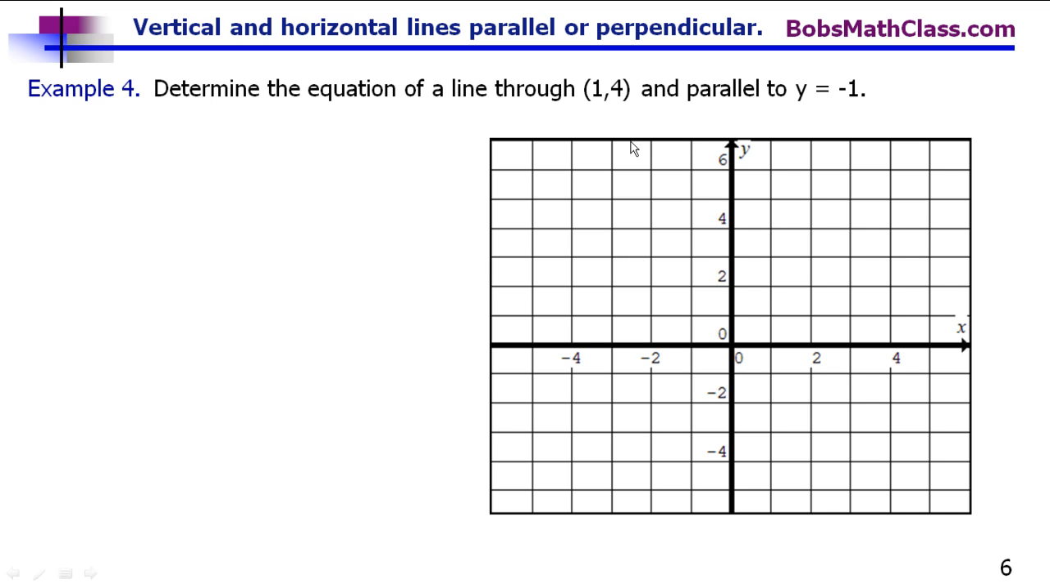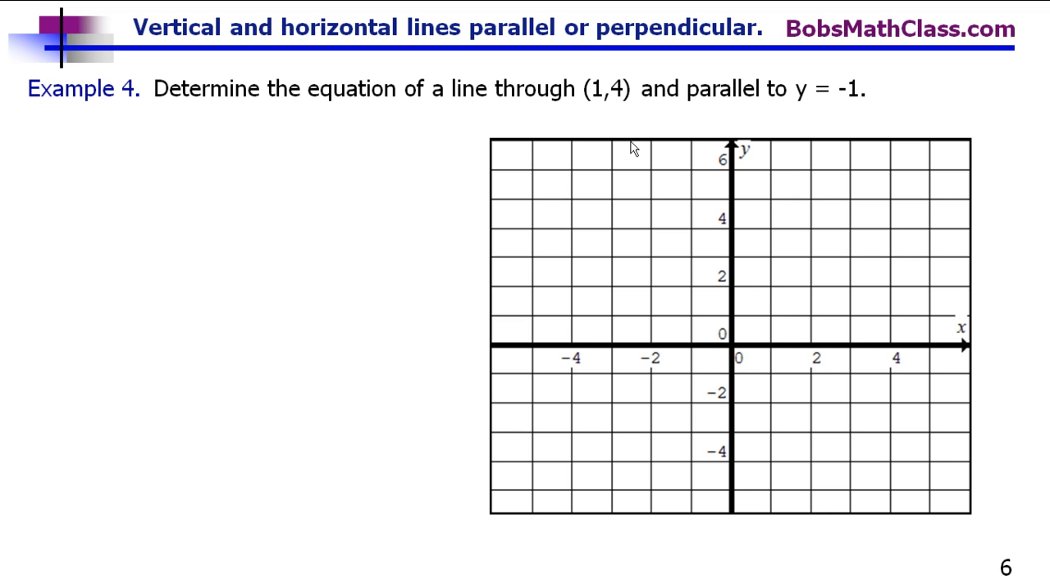Okay, here's our next one. This time it contains the point 1, 4 and is parallel to y equals -1. So you don't have to draw it out, but we're going to do it anyways. It's parallel to y equals -1. What does the graph of y equals -1 look like? Is it horizontal or is it vertical? It's horizontal.